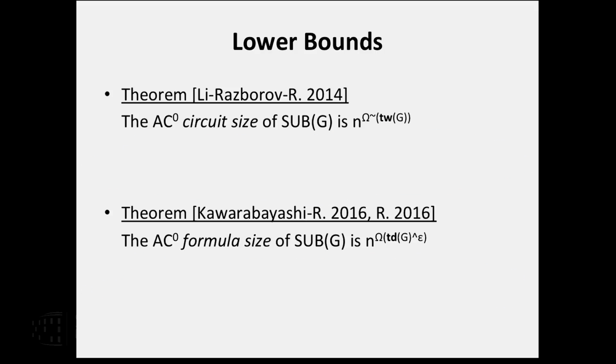Oh, and then the second result, in recent joint work with Kenichi Kawarabayashi, we get similar matching lower bounds for the AC0 formula size of sub G. We show that this is n to the omega of tree depth to some fixed constant epsilon. Yeah? This is quantified over all graphs? Yeah, this is for all graphs, for all fixed graphs, right?